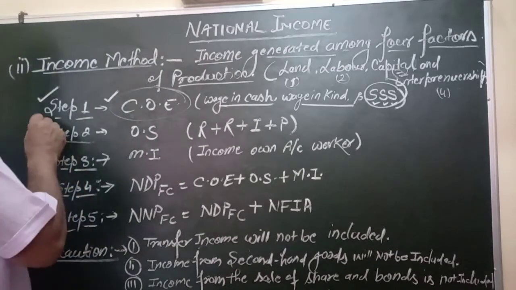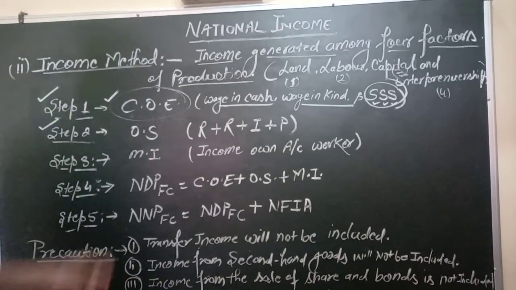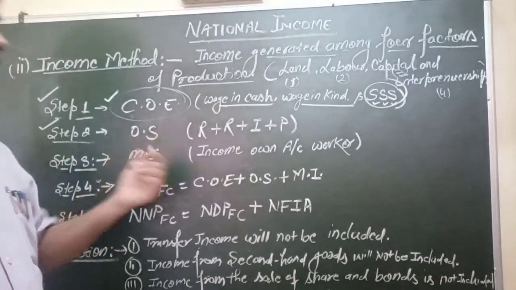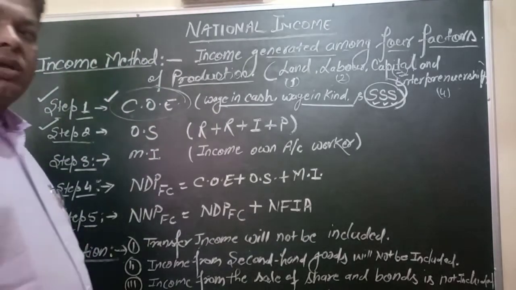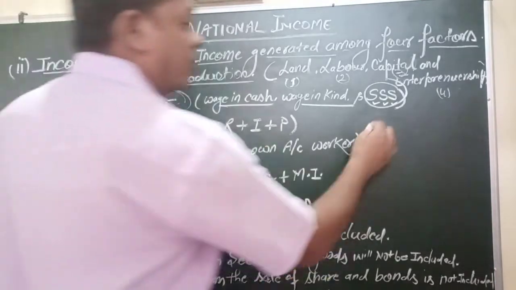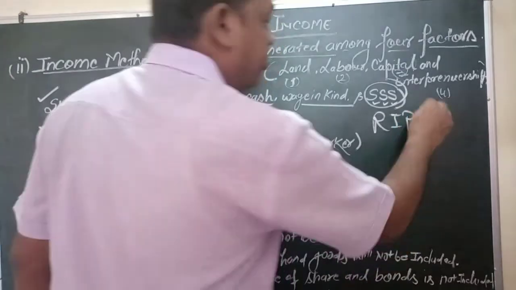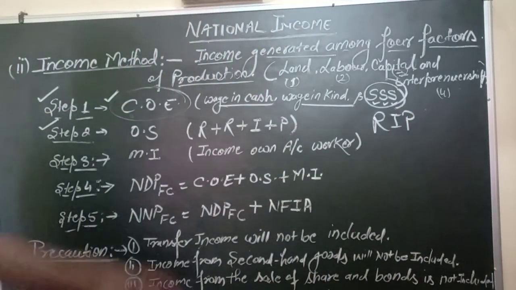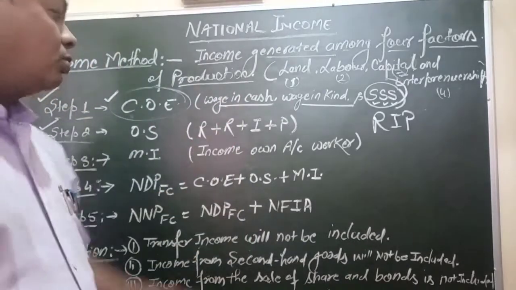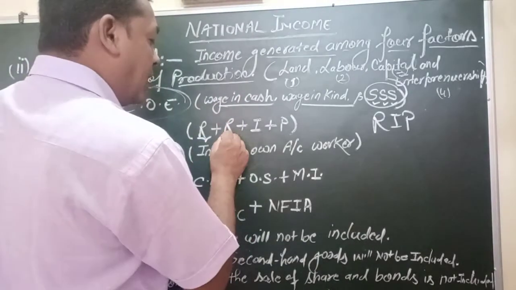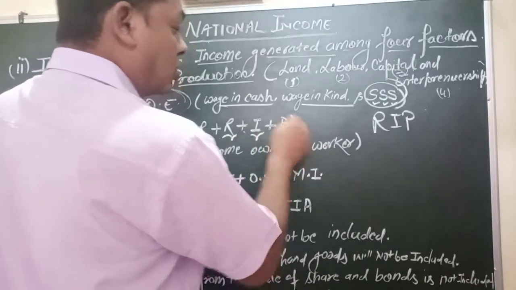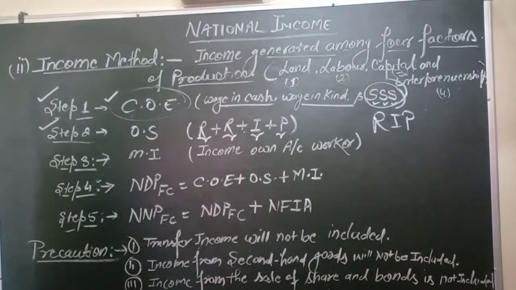Now step 2 is the operating surplus. OS means operating surplus. In operating surplus we start with RIP. R represents two things, rent and royalty, I means interest, and the fourth one is profit.